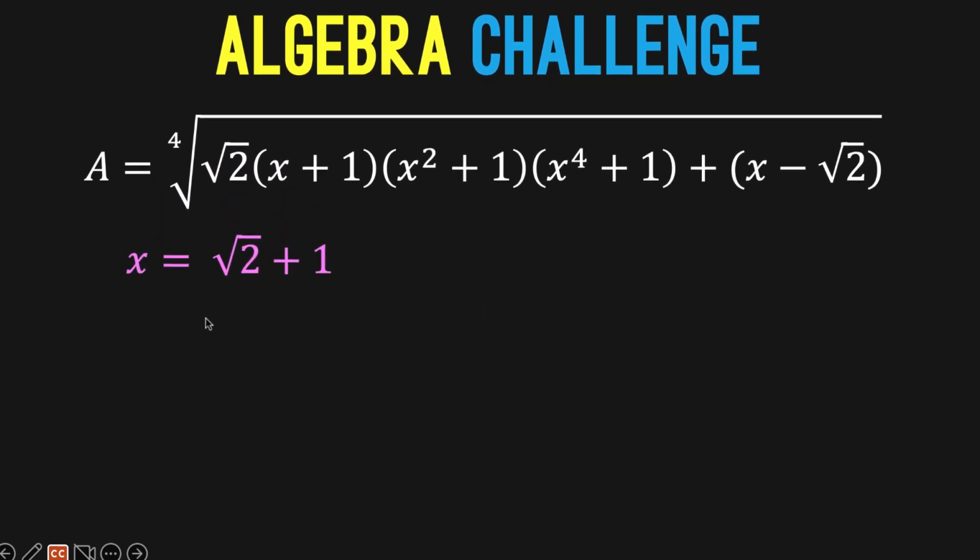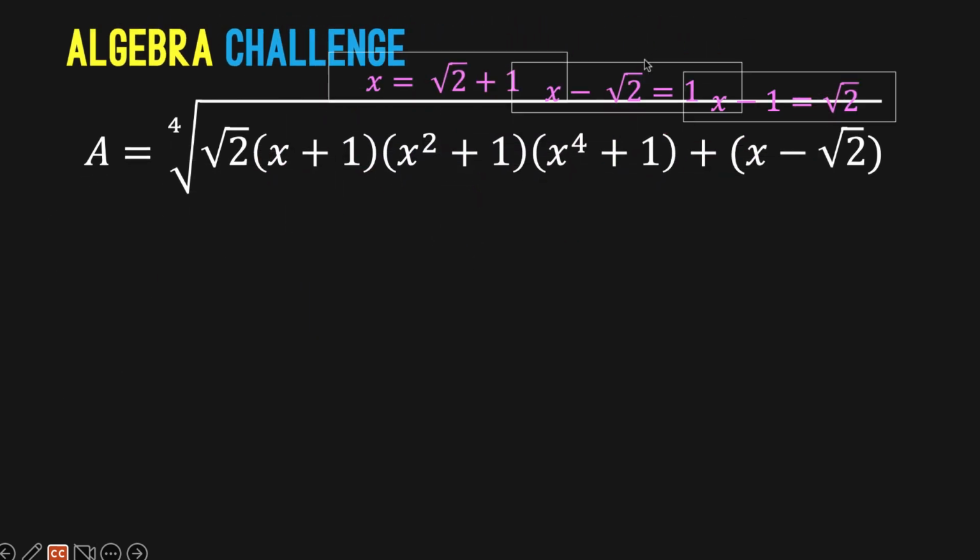Let's begin with the given x is equal to the square root of 2 plus 1. From here, if we subtract the square root of 2 from both sides of this equation, we have the form x minus square root of 2 equals 1. On the other hand, if we subtract 1 from both sides of this equation, then we arrive at another form, x minus 1 equals square root of 2. We are going to use these three forms in our substitution to the given radical expression. So let's save these three values because we are going to use this later on.